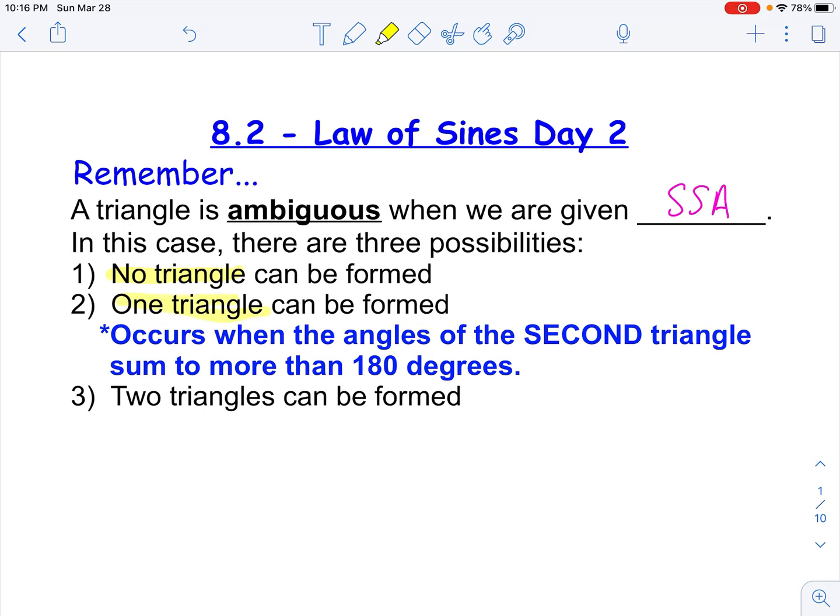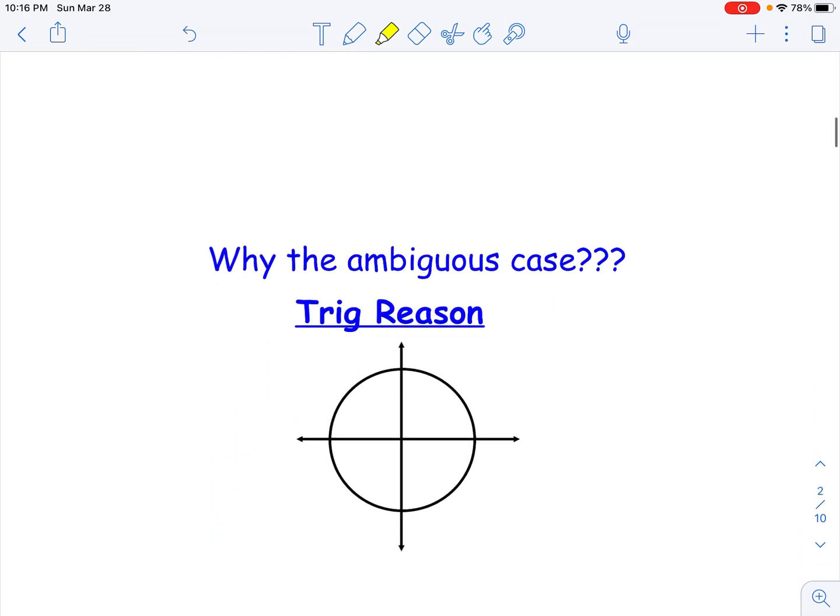Okay, there's also a possibility that we can only get one triangle. And that occurs when in the second triangle, the angles that we find sum to more than 180 degrees. All right, and then the last one is it is possible that two triangles can be formed, and then we have to solve both triangles.